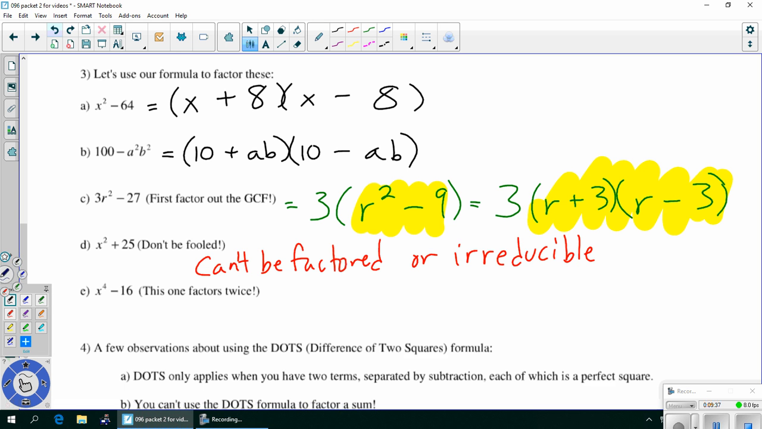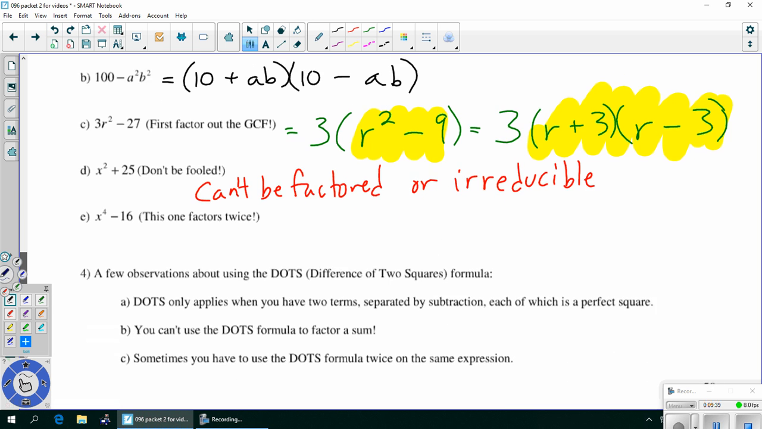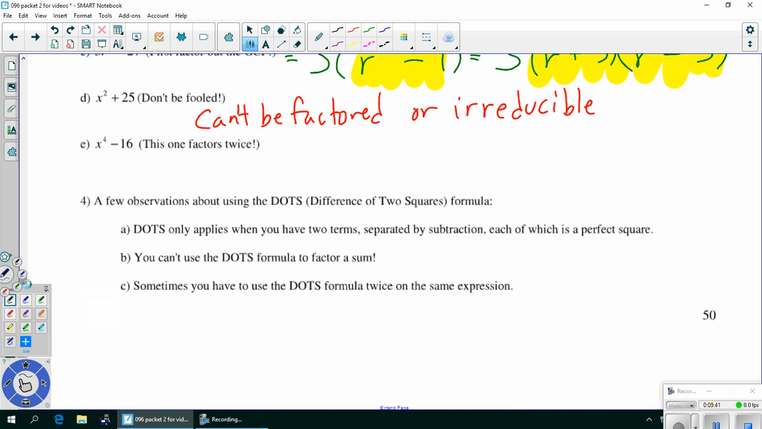Okay, part E, x to the 4th minus 16. Here we go. Is it two terms? Yes. Are they both perfect squares? Well, 16 is, and x to the 4th is as well. X to the 4th is x squared times x squared. It is a perfect square. And is it subtraction? Yes, it is. So we use our new formula.